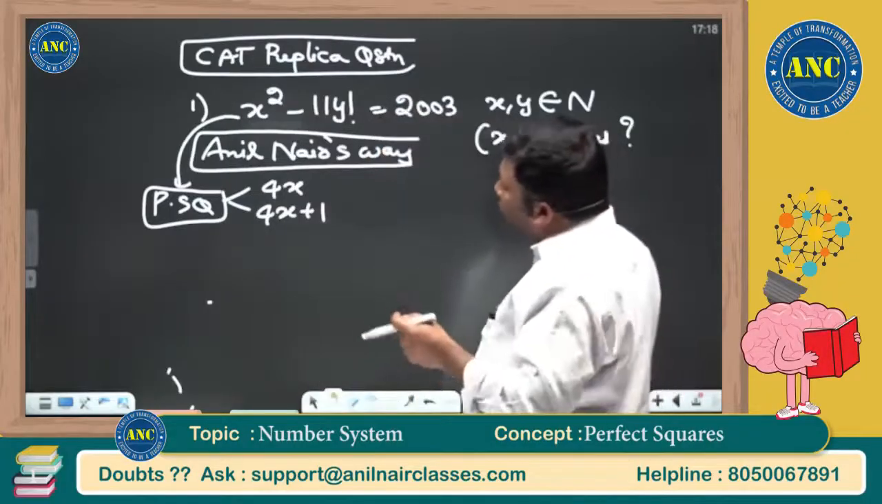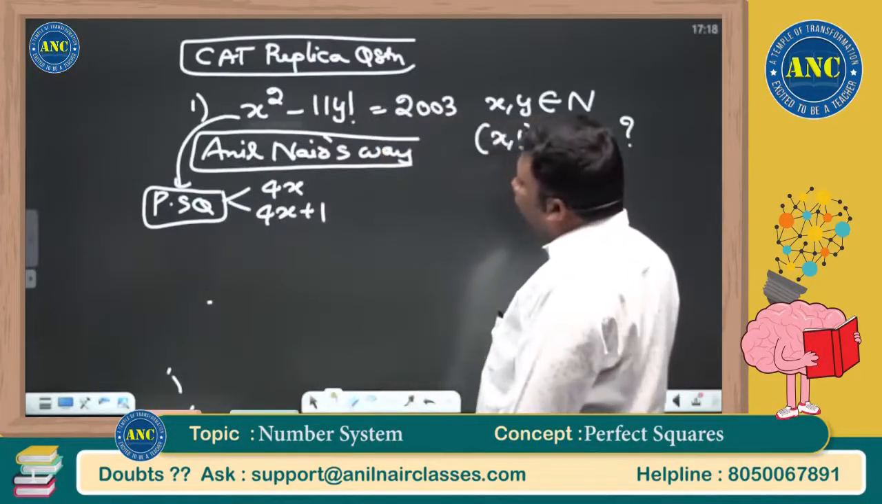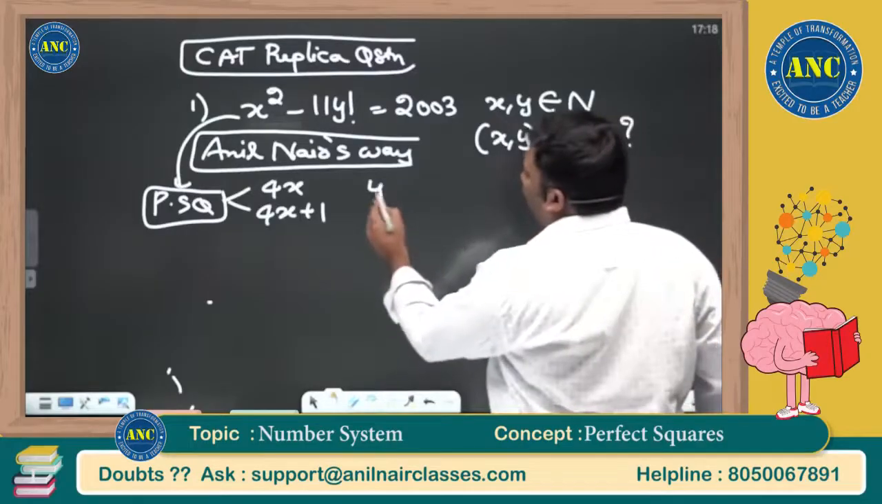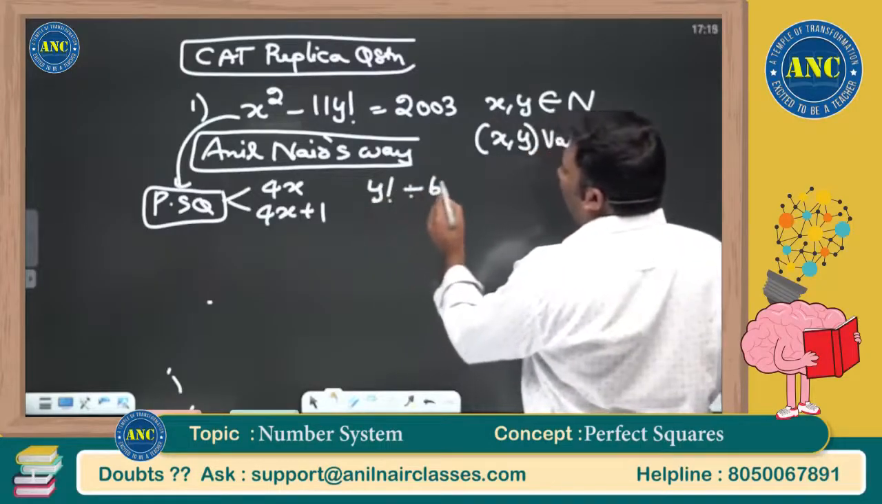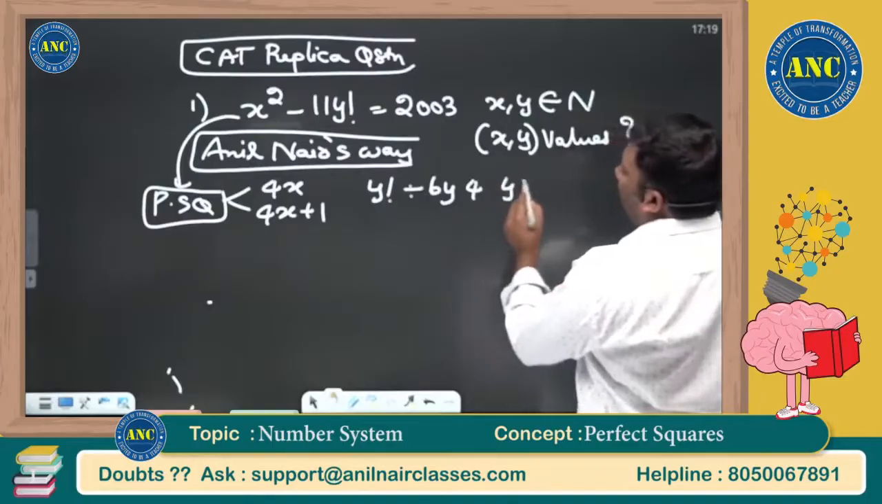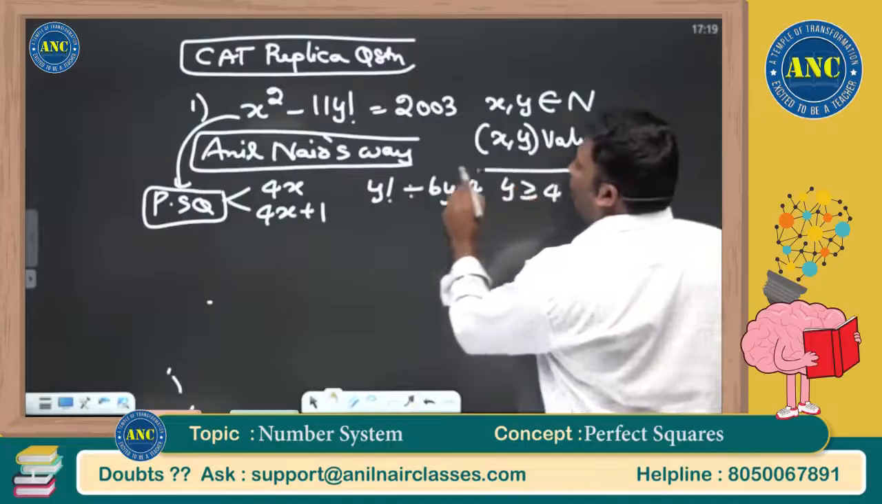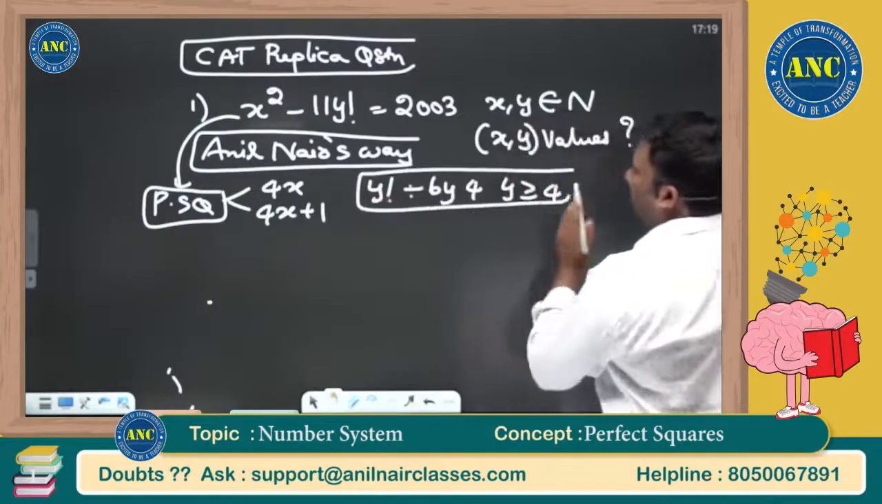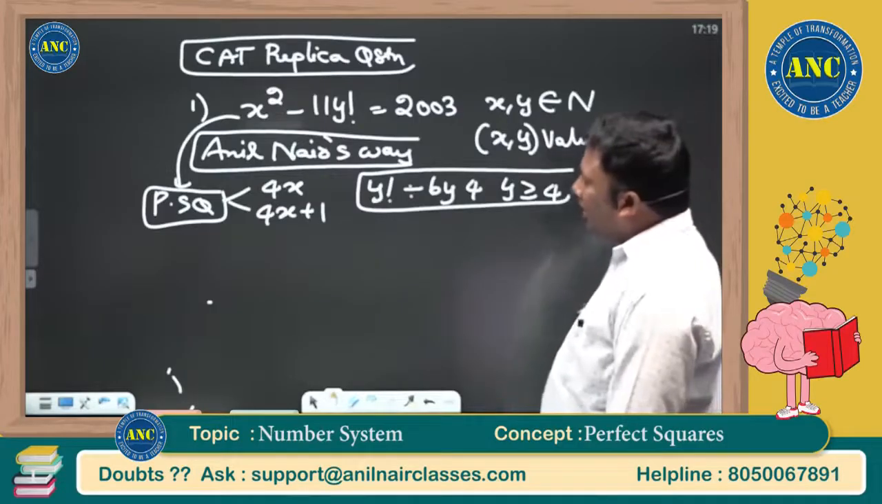A perfect square is always of the form 4x or 4x plus 1. Y factorial is always divisible by 4 when y is greater than or equal to 4.